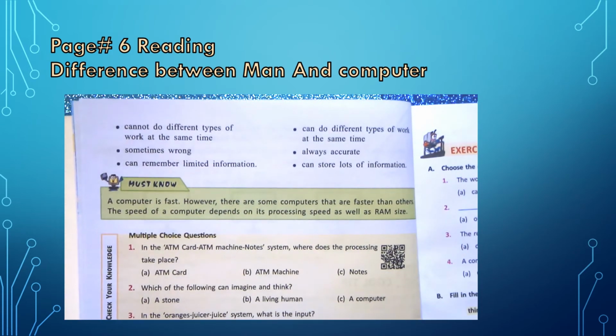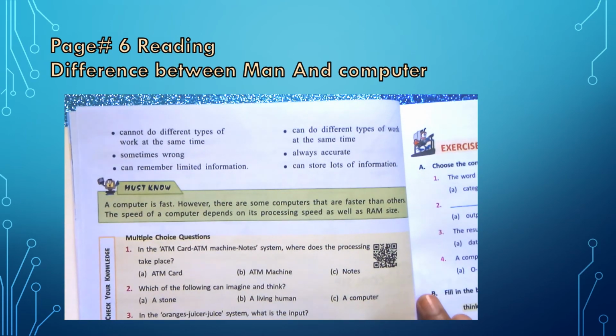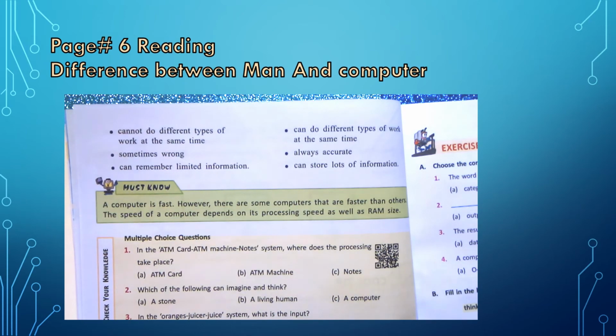Must know, a computer is fast, however there are some computers that are faster than others. The speed of computer depends on processing speed as well as RAM size. The speed of computer depends upon two things. Number one, processing speed, and number two, the RAM size, the size of RAM.